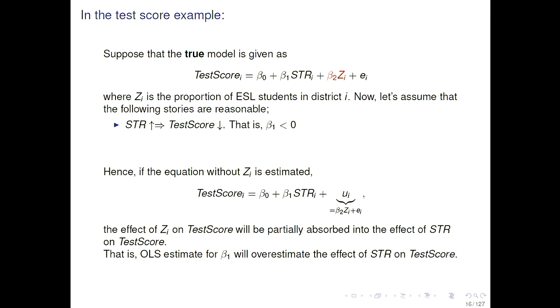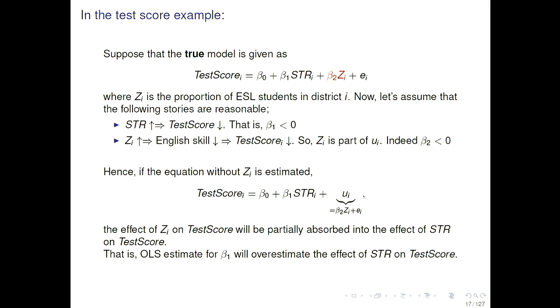Okay, so let's assume the following stories are reasonable. We don't know whether the following story is really reasonable or not from the data, but theoretically, the following story is going to be quite convincing. So think about student-teacher ratio increasing. Then one teacher has to deal with many students. Then students' performance will go down. Test score will go down. So before running this data analysis, we can imagine that the true value of beta 1 is negative. It is not positive, it is negative. This is our theory.